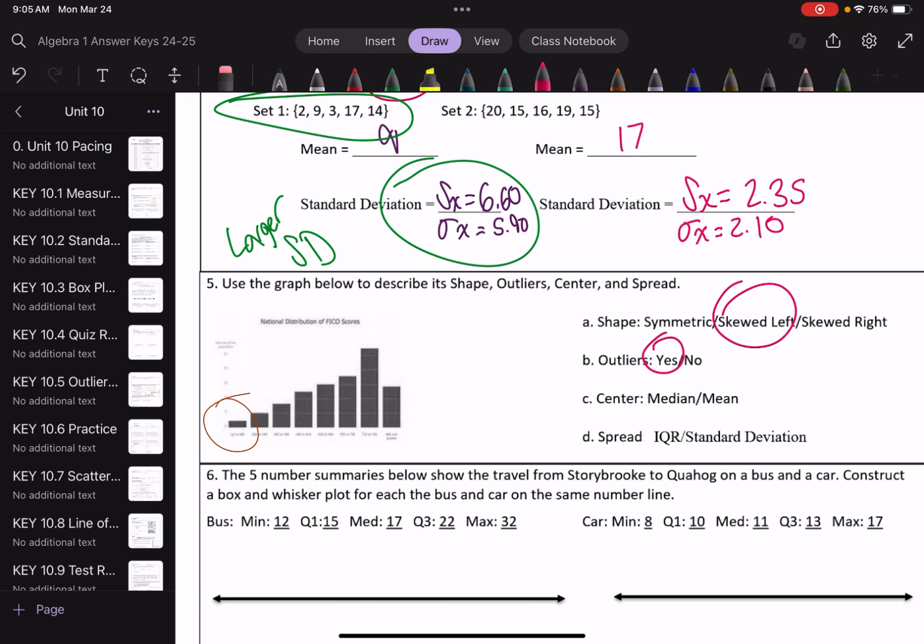Anytime we have an outlier, we're going to switch to using our median and our IQR, so everything in that box for the box and whisker plot for the shape of the data. This eliminates any of those outliers when looking at the consistency of the spread.